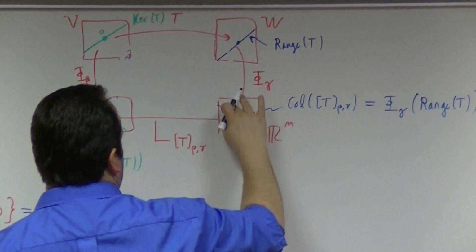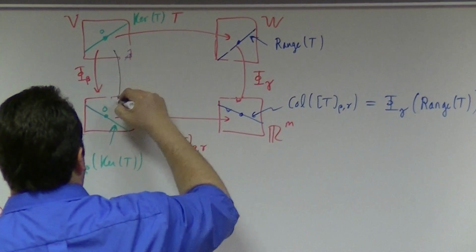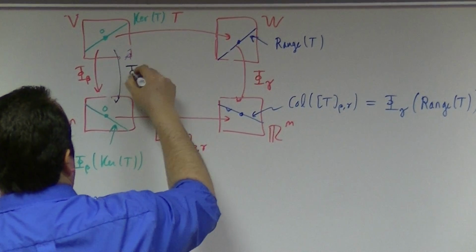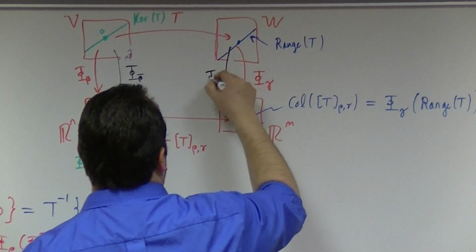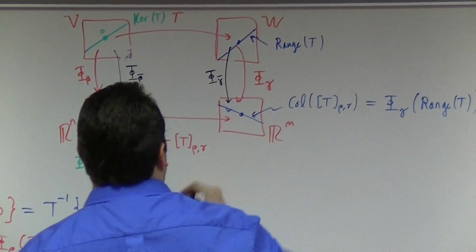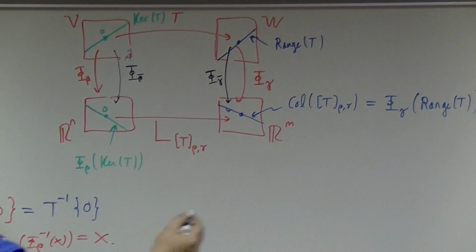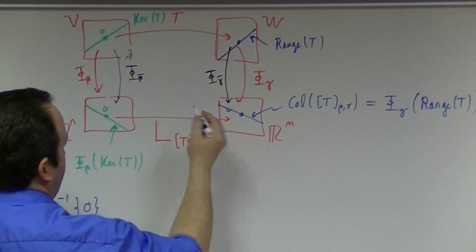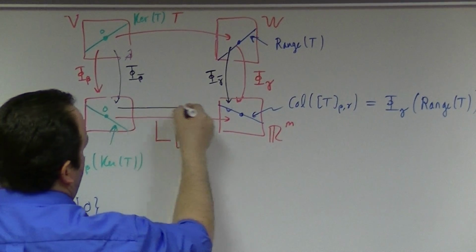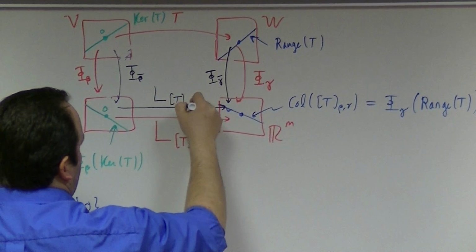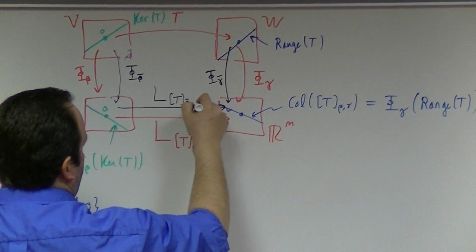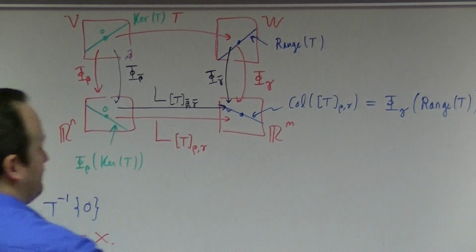Clutter my picture a bit. So if I had another choice of basis, if I had a phi beta bar coordinate system, and over here I had a phi gamma bar coordinate system, then instead of looking at this in terms of the beta gamma coordinates, I could look at it in terms of beta bar, gamma bar coordinates, and I could look at L of t, beta bar, gamma bar.